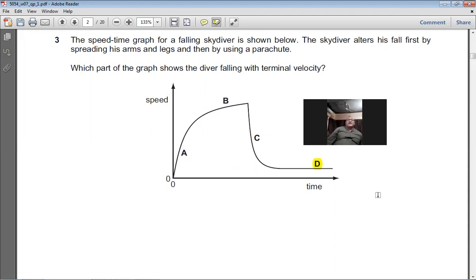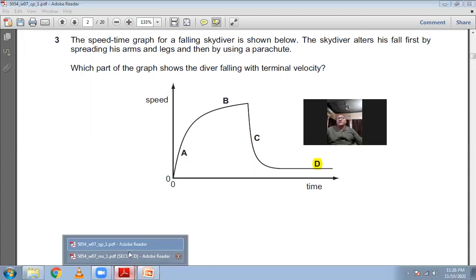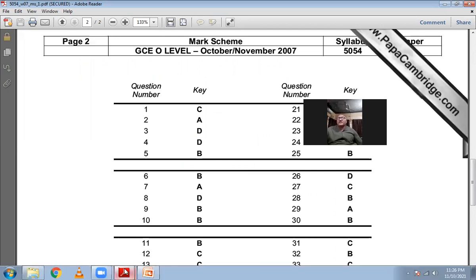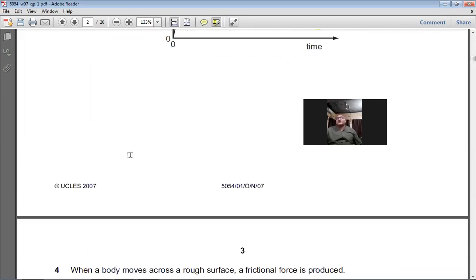So at the point D, I can see that the speed time graph has become flat, which means that the time is passing by, but the value of the speed is not changing. So I think D is the right choice. Question number 3, D is the right choice. So our answer is right.